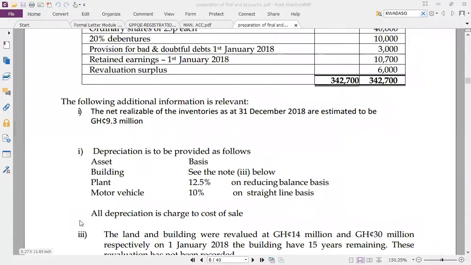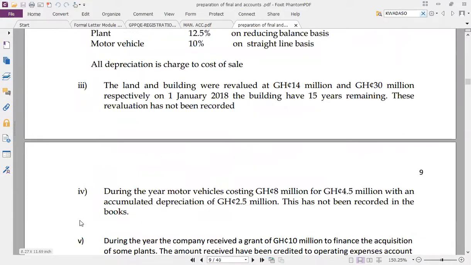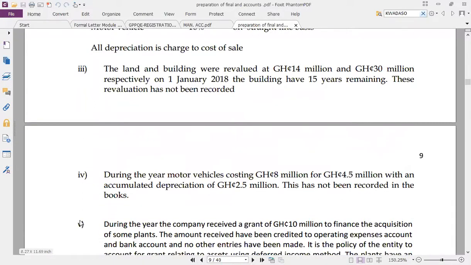Now let's go to note 3. Note 3 states that land and building were revalued at 14 million and 30 million respectively on January 1st, 2018. The building has 15 years remaining useful life. This revaluation has not been recorded. Wow. So you have to record this.